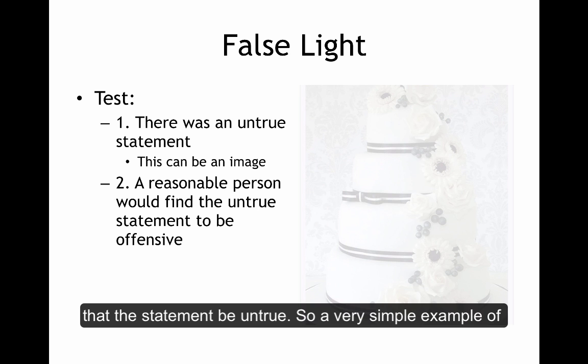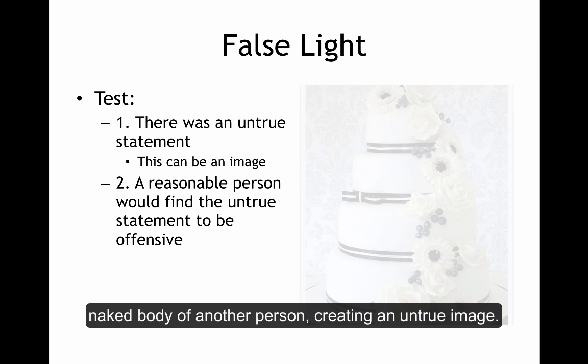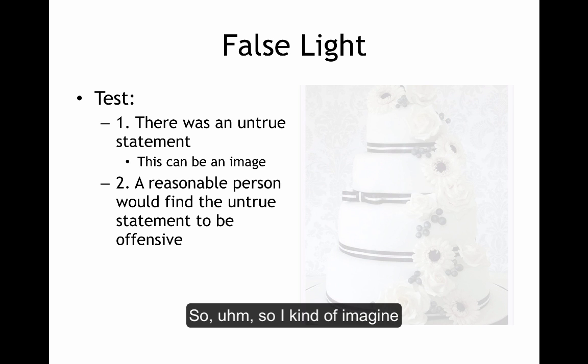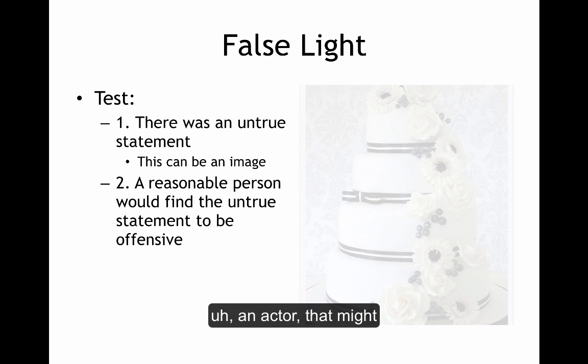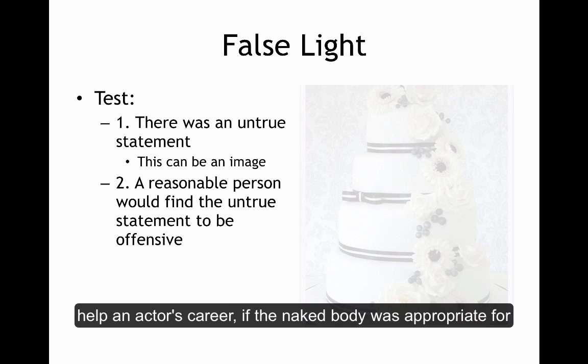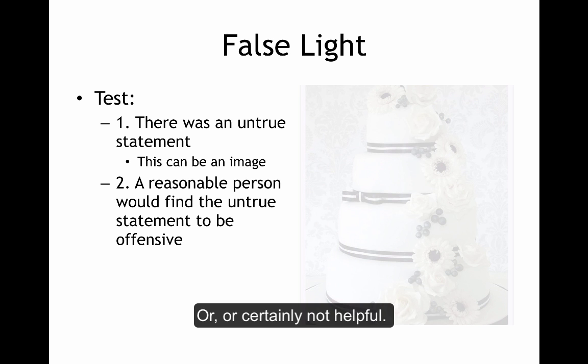False light requires that the statement be untrue. So a very simple example of false light would be to take the head of one person and put it on the naked body of another person, creating an untrue image. So I kind of imagine if we took Angela Merkel and we took her head and put it on a naked body, that would be false light, because an actor might help an actor's career if the naked body was appropriate for acting. But for Angela Merkel, who is of course a political head of state, that would create an image of her which would be detrimental to her career, or certainly not helpful.